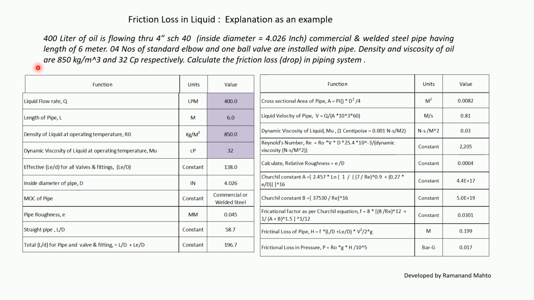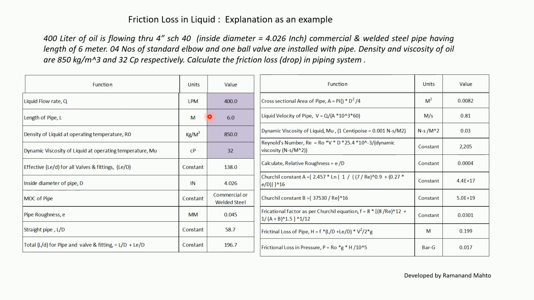Density and viscosity of oil are... Please understand, 90 degree elbow is not written, but let us consider 90 degree elbow. Density and viscosity of oil are 850 kg per meter cube and 32 centipoise respectively. Calculate the friction loss or pressure drop in piping.